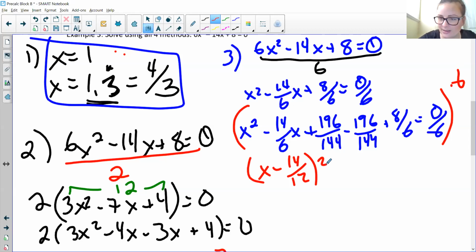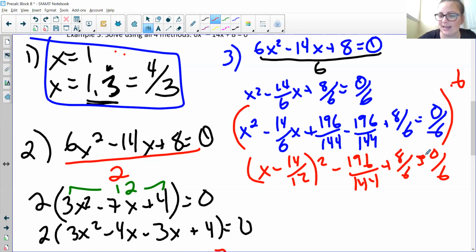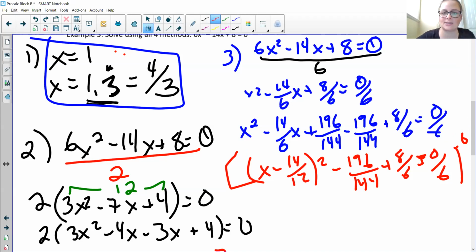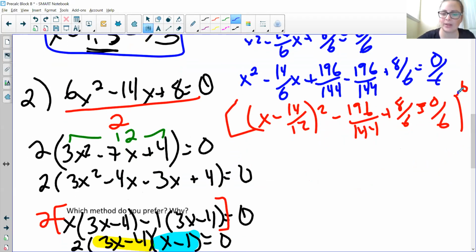This first, and then it was minus 196 over 144 plus 8 over 6 equals 0 over 6. And now I'm going to multiply everything by 6. My apologies, I've got to finish completing the square. And that is times 6, not to the power of 6, in case how I just wrote it was confusing. It's times 6. So that's going to give me 6 times x minus 14 over 12 squared minus 196.